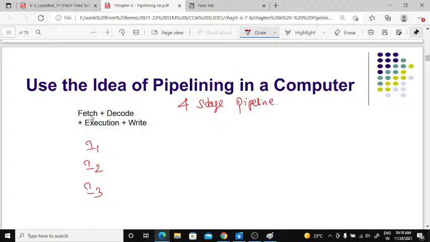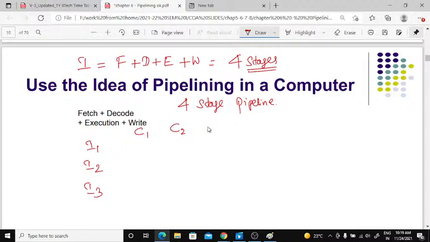4-stage pipeline means there are 4 stages to execute one instruction. One is fetching, decoding operation, execution stage, and write result. So likewise there are 4 stages to execute one instruction. Here we'll see with respect to the clock cycles 1, 2, 3, 4, 5, 6, 7.